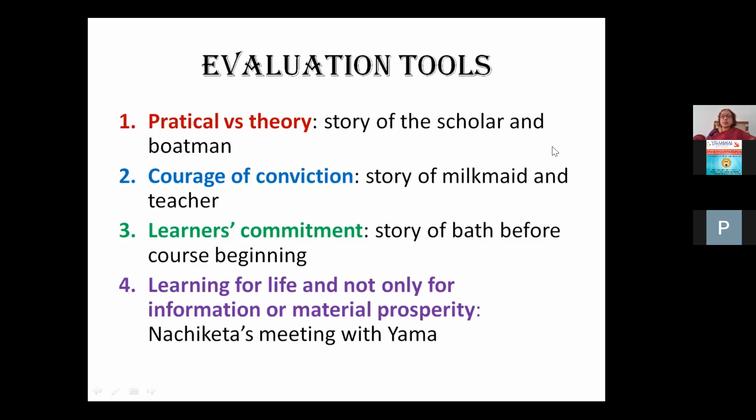Now we come to this evaluation tool. Now, when we are talking about evaluation tools, I have mentioned 4 stories.